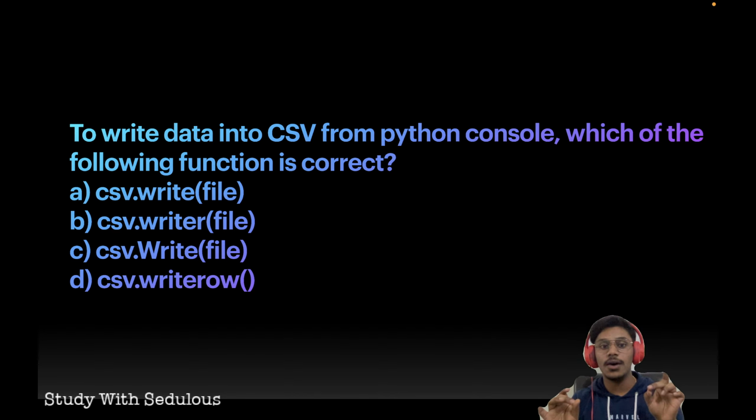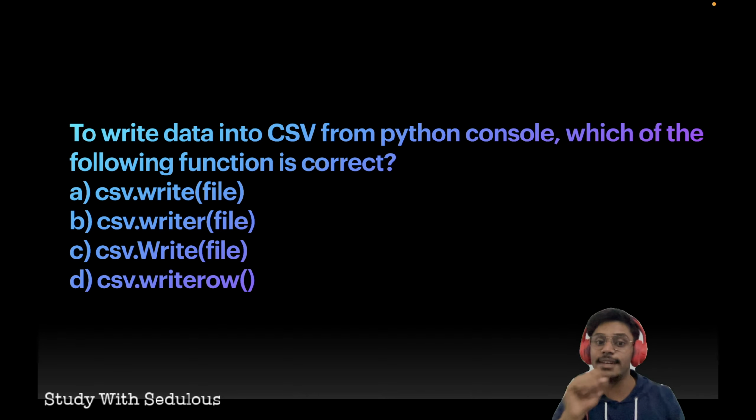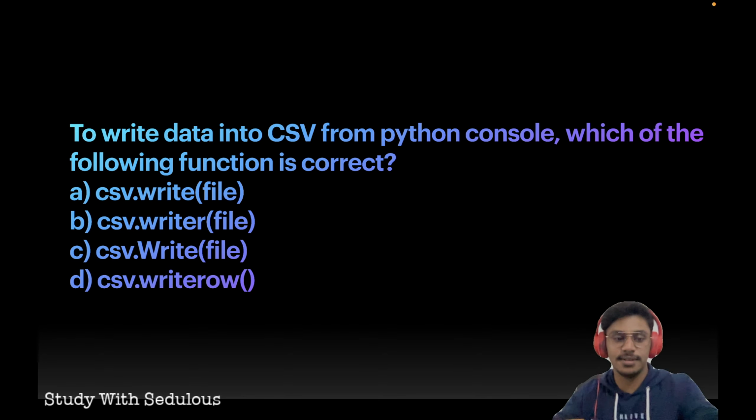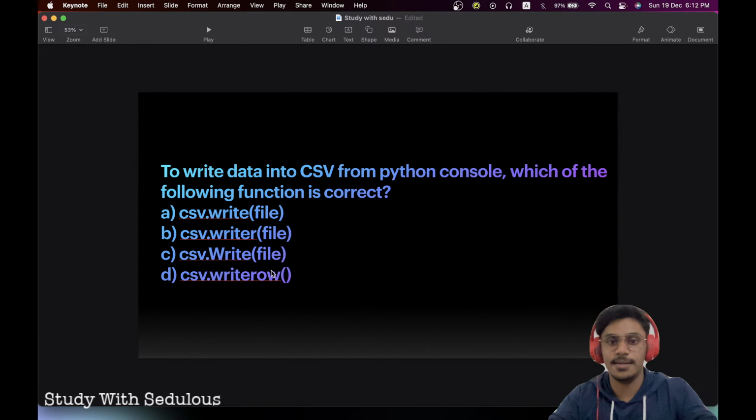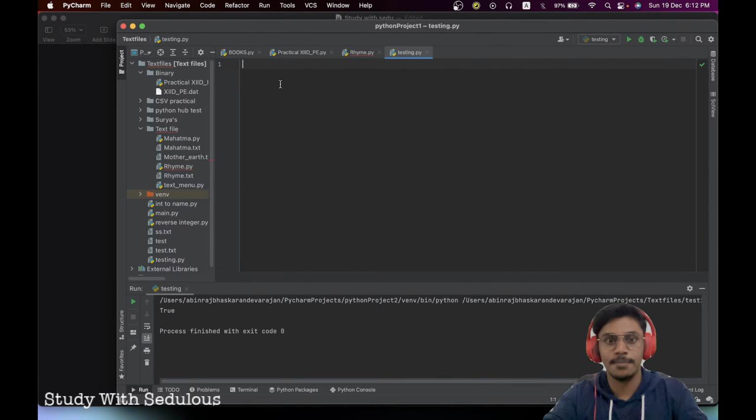But where do we use this writerow? CSV should be the pen. If option D has to be right, then CSV has to be the pen to write it, because writerow doesn't actually write. I'll give you an example, because with that example we'll get a better idea.